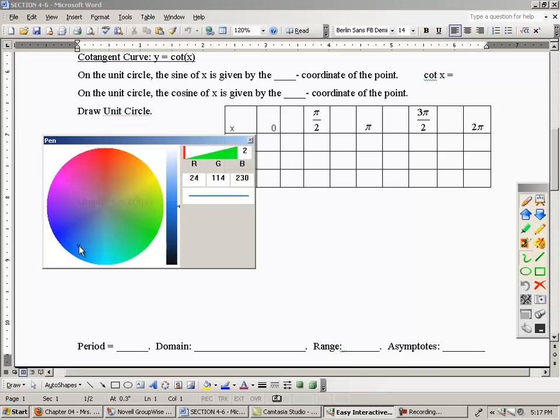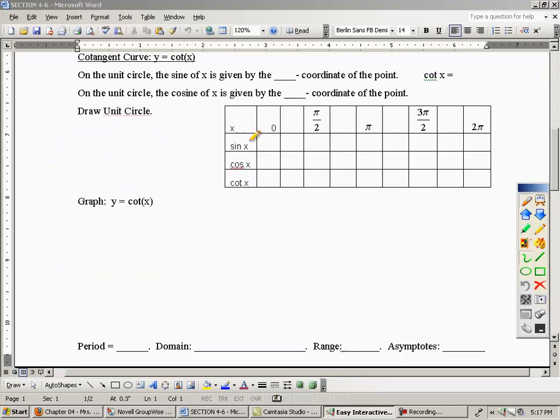I'm going to go back to my blue coloring. Again, you can draw the unit circle. I'm going to let you use the one above or your own, okay? And you decide. But again, sine is given by the y, cosine is given by the x. Cotangent is cosine divided by sine.